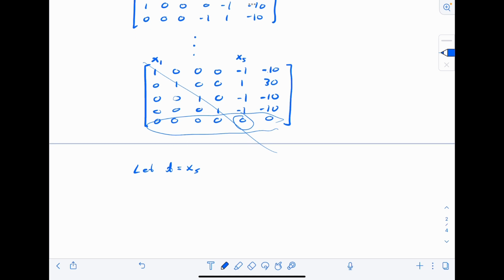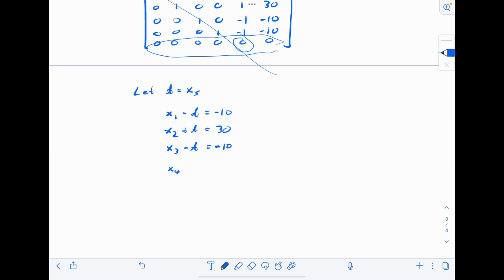So if I let T equal x5, what I end up with in that first row is x1 minus T equals negative 10. In the second row, I have x2 plus T equals 30. In the third row, I have x3 minus T equals negative 10. And then x4 minus T equals negative 10. And then x5 is simply T.